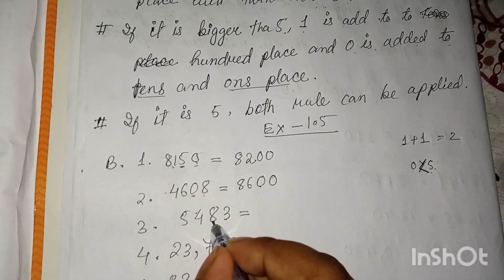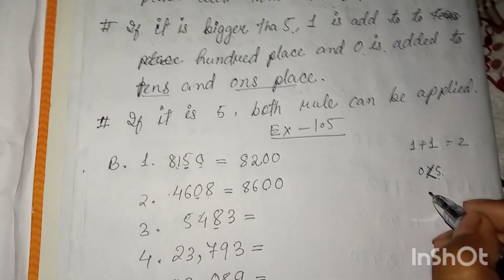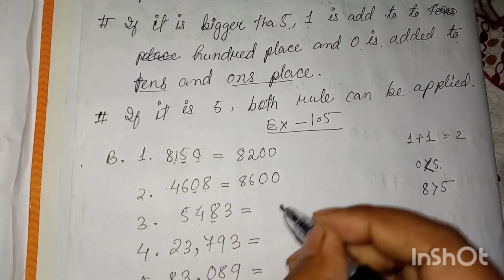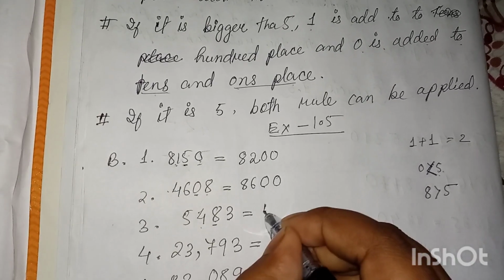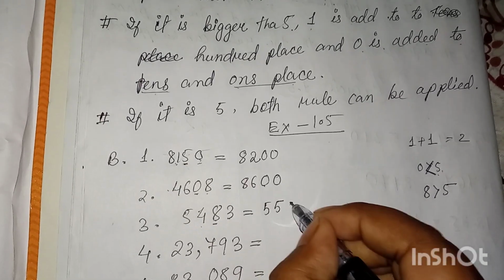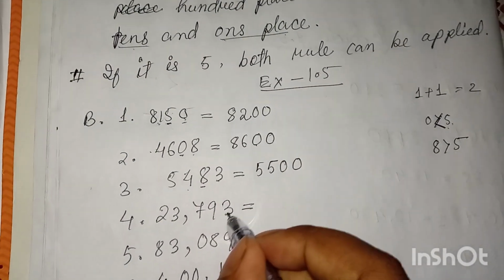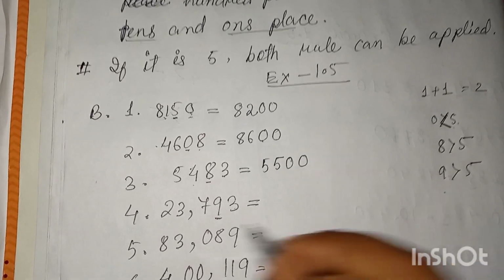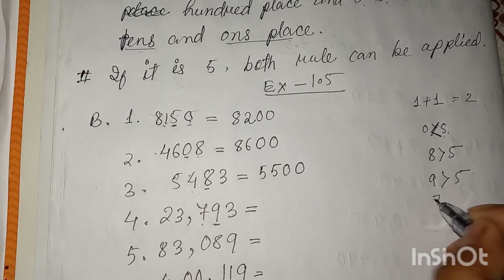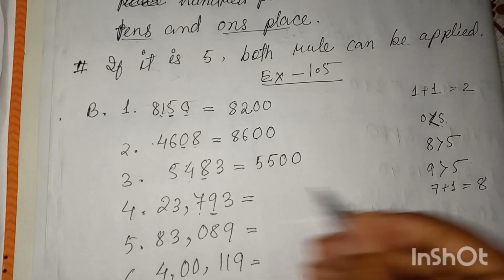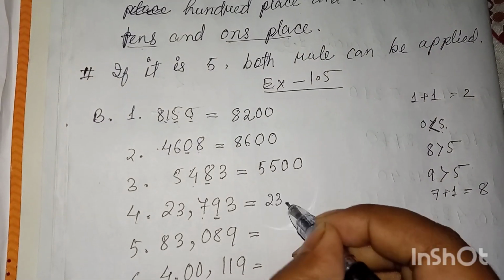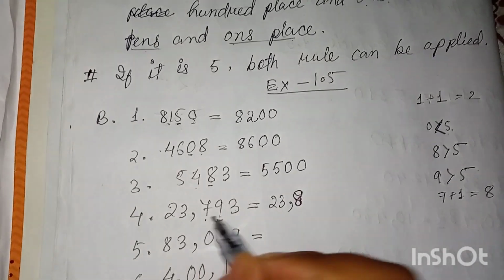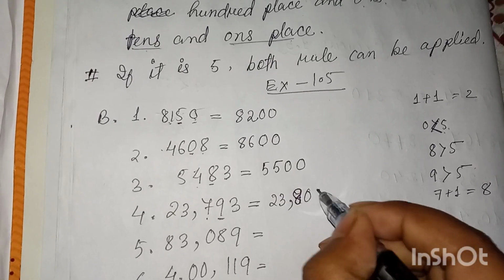Now ones, tens. So in the tens place we have 8, and we know that 8 is bigger than 5. So 1 will be added to 4. 4 plus 1 is equal to 5. So 5, 5, 0, 0. Again ones, tens. In the tens place we have 9. 9 is bigger than 5. So 1 will be added to the 100 place. In the 100 place we have 7. 7 plus 1 is equal to 8. So the 100 place will become 8 and the rest of the 2 places will become 0.